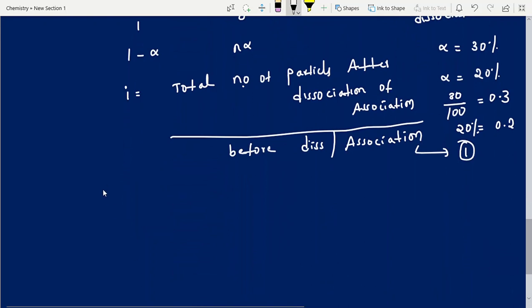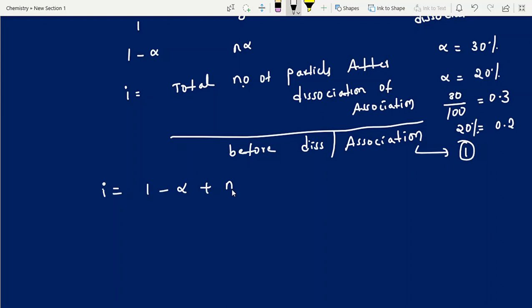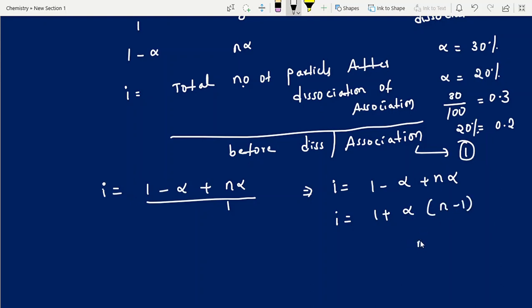Yes. Write down. i equal to (1 minus alpha plus n alpha) by 1. So i equal to finally what you will get? 1 minus alpha plus n alpha. Here you can take alpha common, i equal to 1 plus alpha into (n minus 1). Here n equal to number of particles. That's it, students. Alpha already have written degree of dissociation. Alpha they will mention, number of particles if you know, i easily you can calculate.